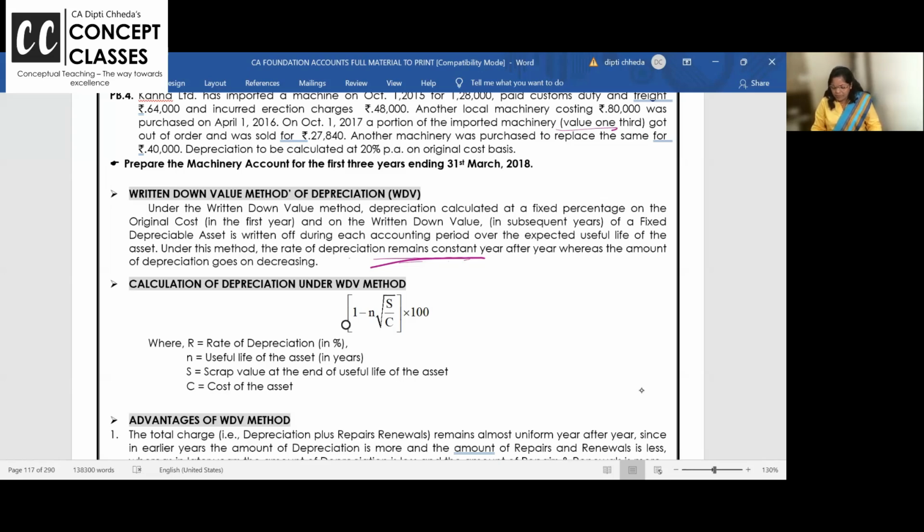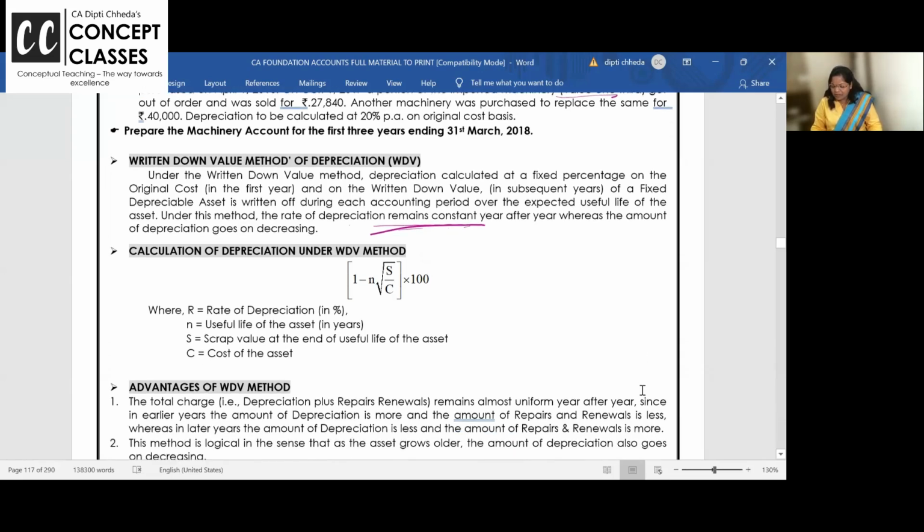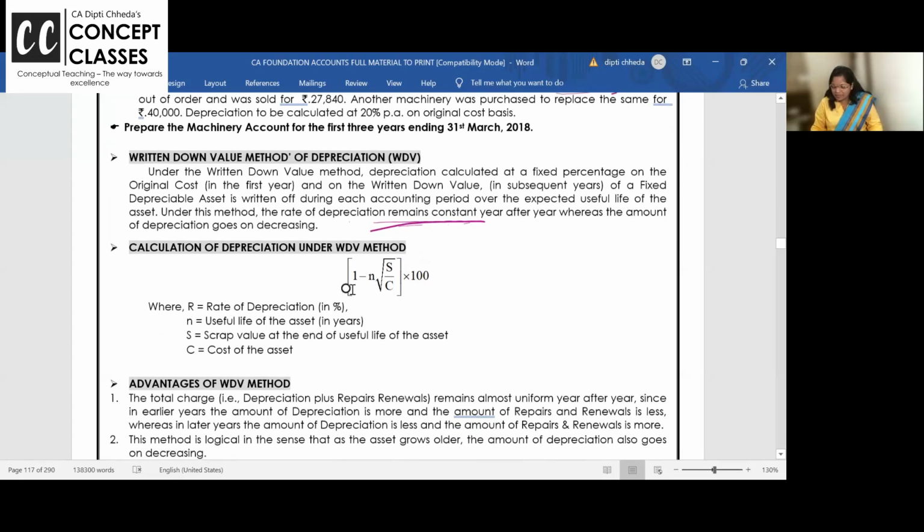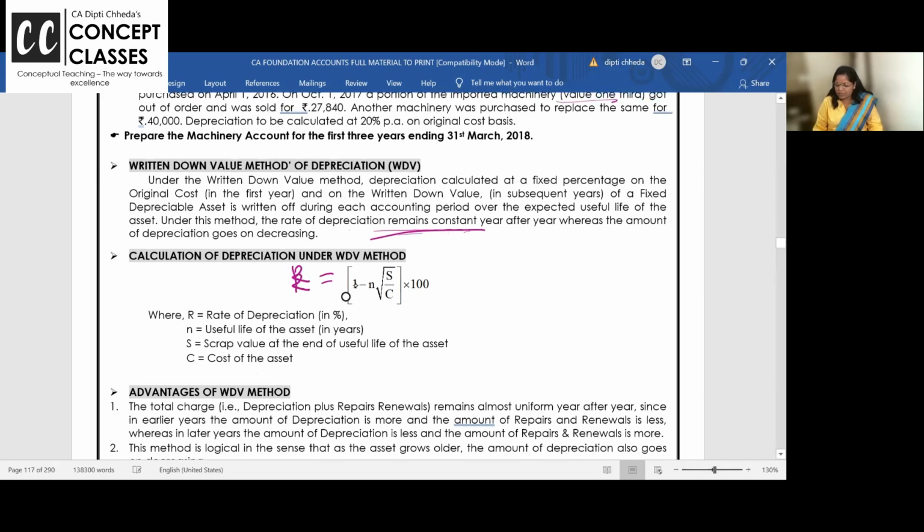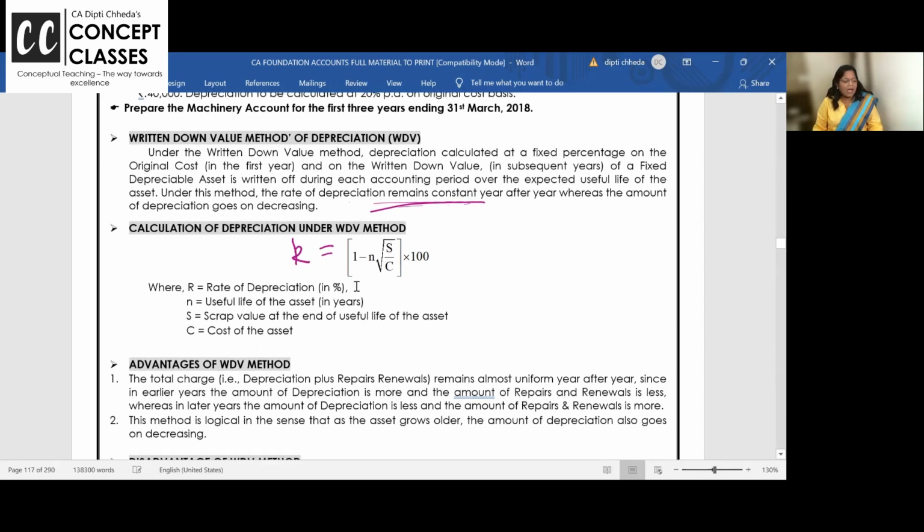In WDV, the rate will be given, but if it is not given, you can derive it as 1 minus n, under root S by C into 100, where S is scrap value at the end, C is the original cost, N is number of years, and you will get rate. Yeah, missing here is rate. यहाँ पे ये rate होना था. R is equal to this is missing.